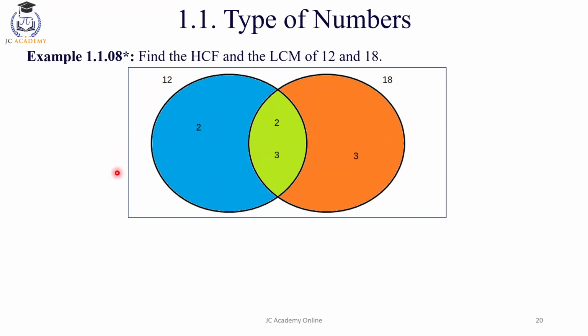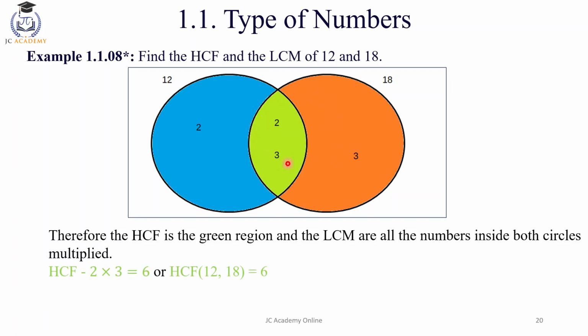Now, what we do is we draw two intersecting or overlapping circles. This is actually an example of a Venn diagram. You'll explore Venn diagrams when we do statistics later on in the course. But for now, just think of them as two circles representing each of the numbers. So the blue circle represents 12, and the orange circle represents the number 18. And they overlap each other.